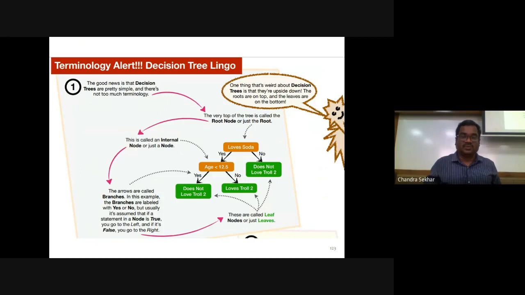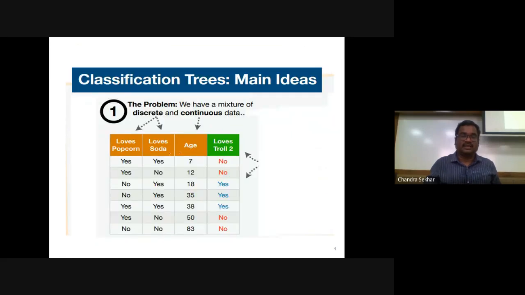Now we'll look into one example. What is the example here? There are three features: loves popcorn, loves soda, age. And what is the label that we need to predict? That is loves Troll 2. Troll 2 is a movie. These are the set of features. Now with this data, we can build a classifier, as we have seen. Now we can build a decision tree. So how to build a decision tree based upon this particular data?